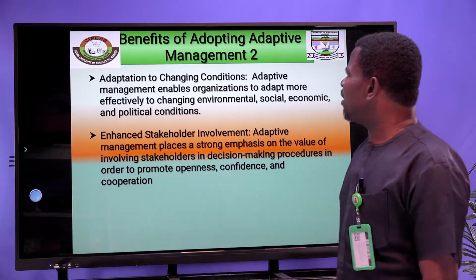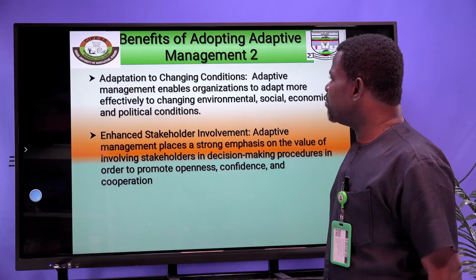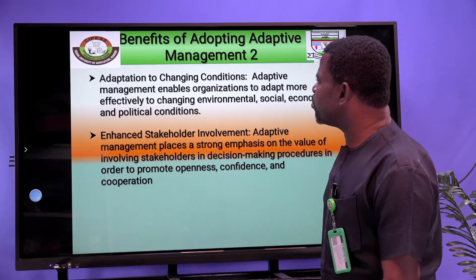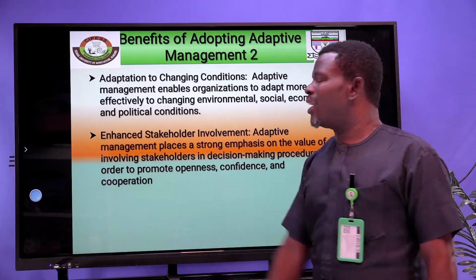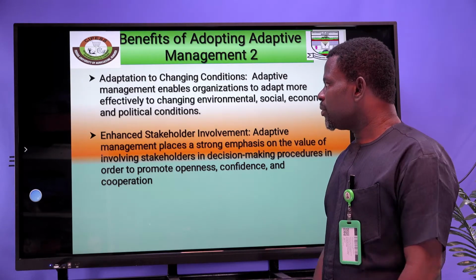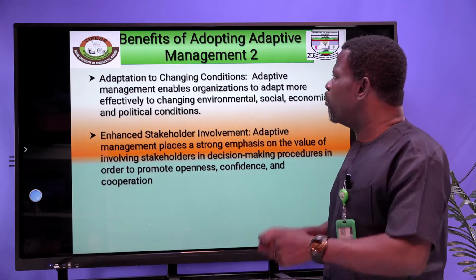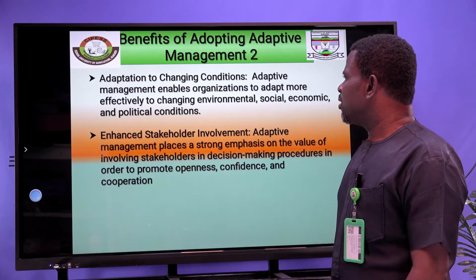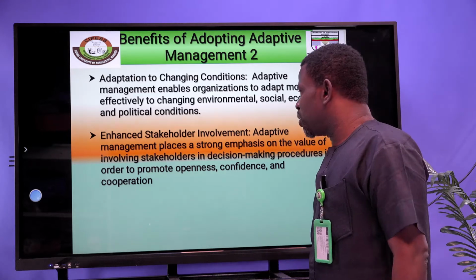Another benefit of adopting adaptive management is adaptation to changing conditions. Adaptive management enables organizations to adapt more effectively to changing environment, to social, economic, and political conditions. It helps to adjust. It helps an organization to adapt more effectively to the changing environment, to the social issues, to the economic and political conditions.